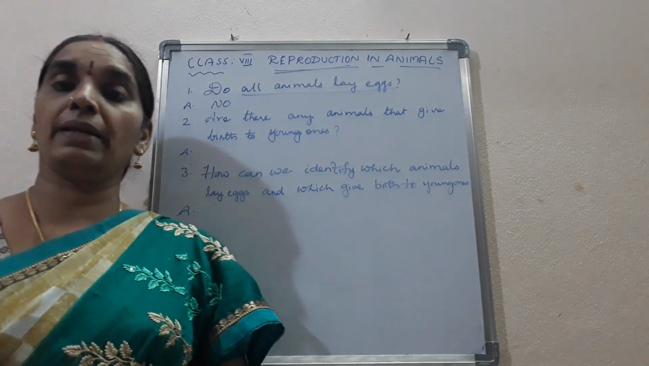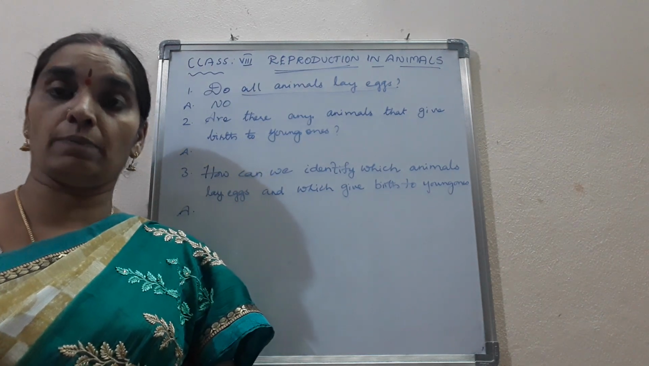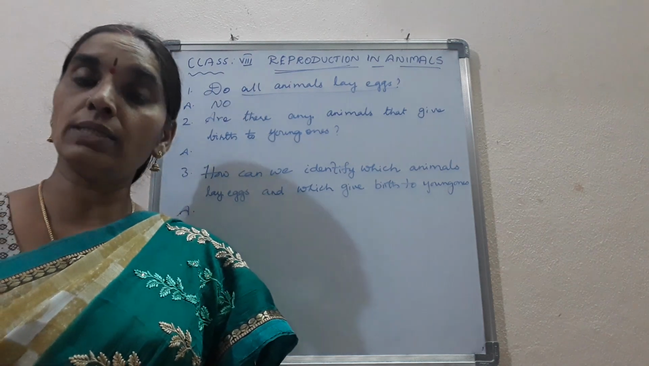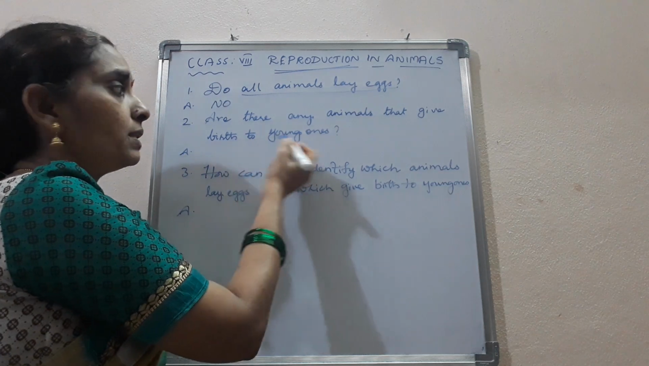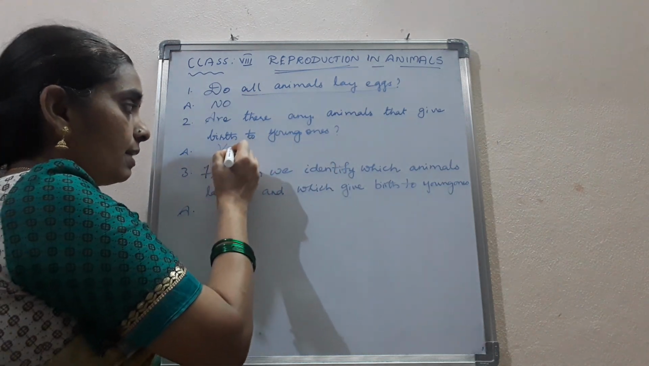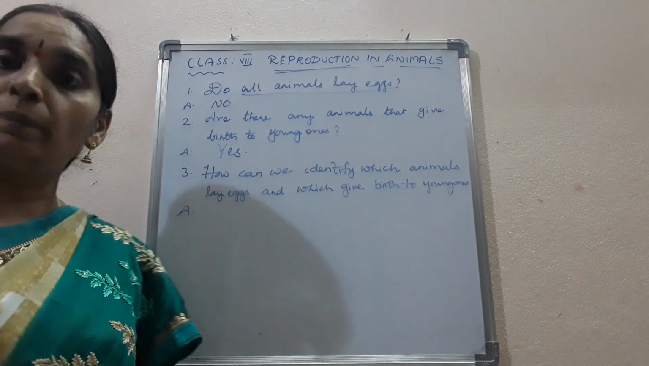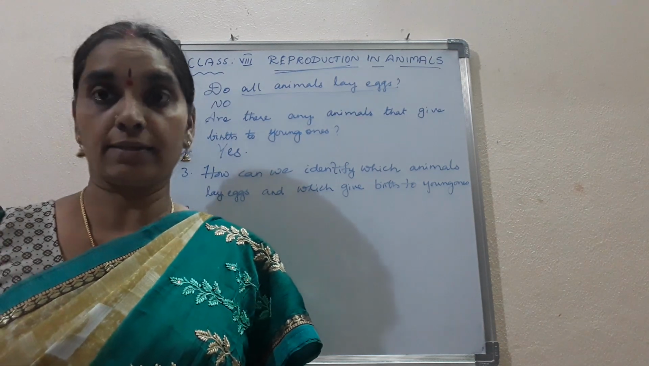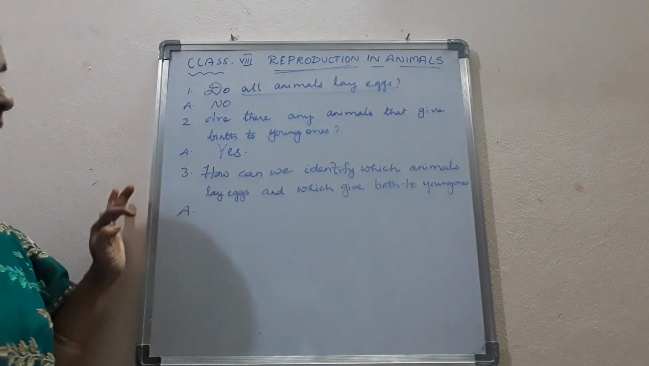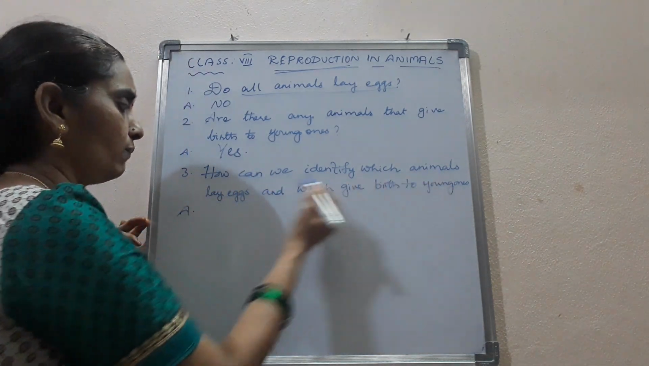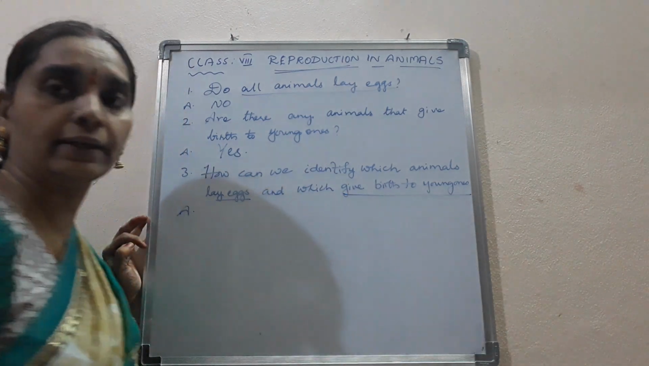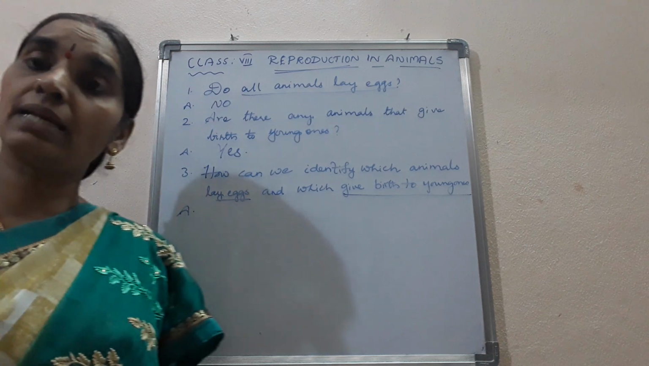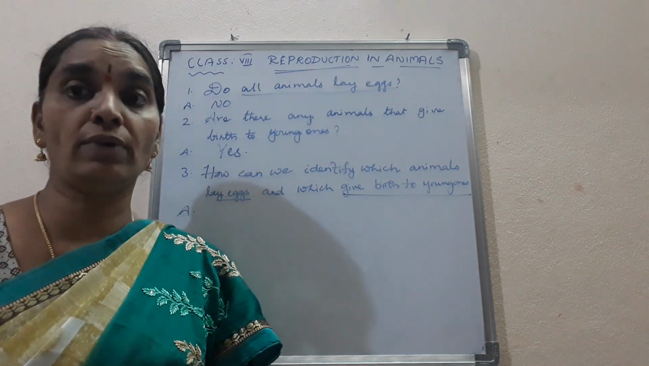That higher vertebrates, human beings and other higher animals, give birth to the young ones directly. Are there any animals that give birth to the young ones? Yes, there are animals which give birth to the young ones directly, isn't it? So the next question you see here, children, how can we identify which animals lay eggs and which give birth to young ones directly? Which animals lay eggs and which animals do not lay eggs, how can we identify?